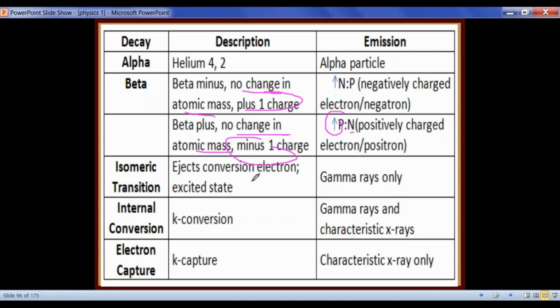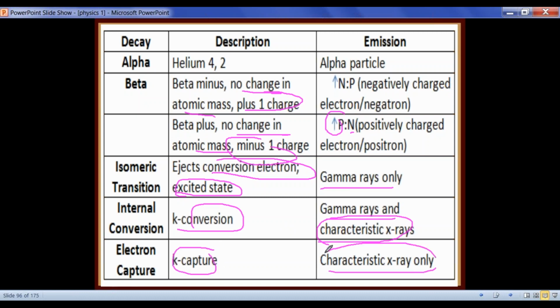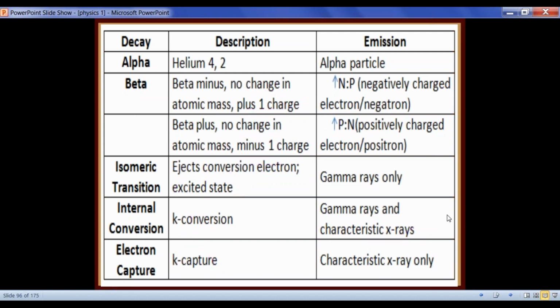Next, isomeric transition. So, it ejects a conversion electron and occurs in a material that is in an excited state. So, it emits gamma rays only. Internal conversion or K conversion. The emission is gamma rays, and dahil kulang po siya ng electron, they will be filling up, therefore there is a production of characteristic X-rays. Then sa electron capture naman po, or K capture, it emits only characteristic X-rays. Okay, so that is our summary.